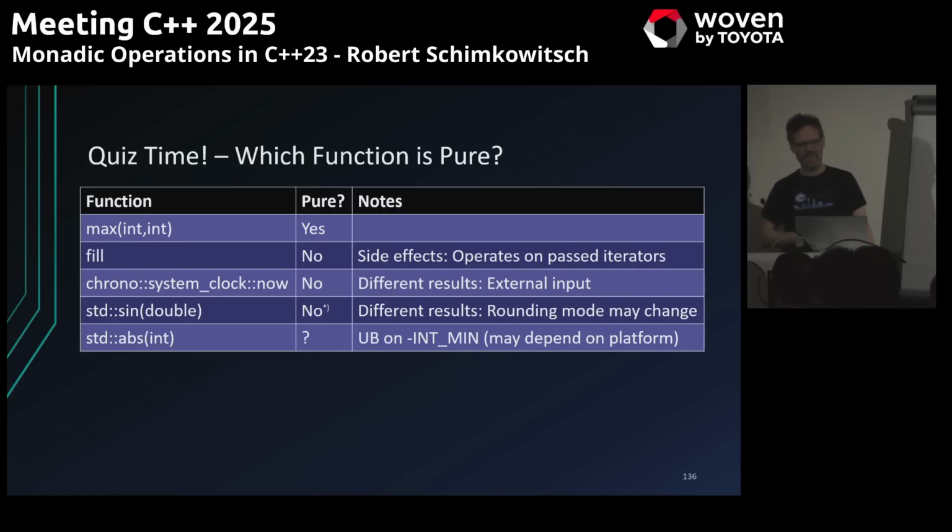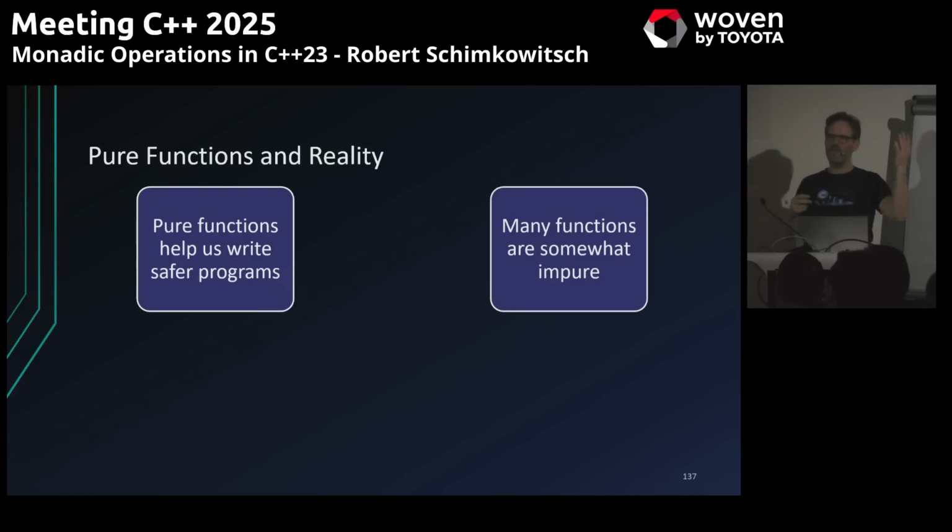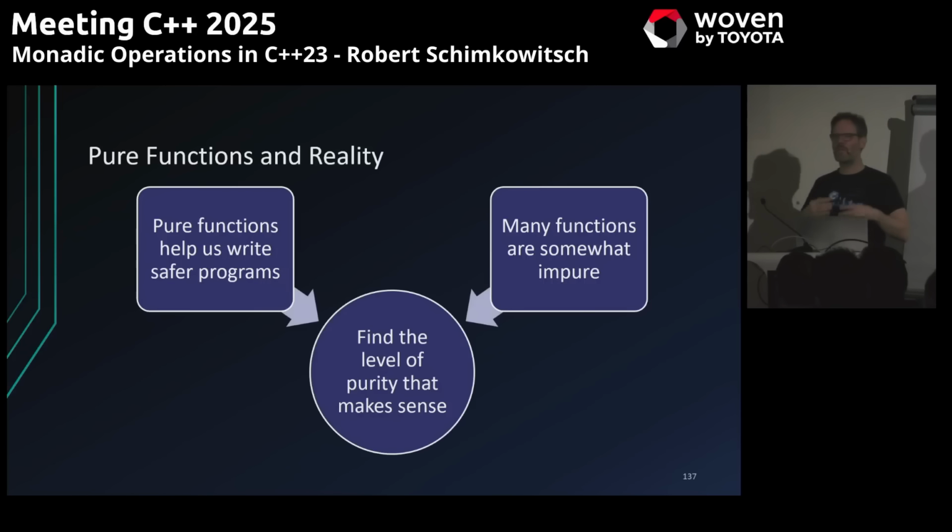I'm not sure. So what I wanted to point out with this quiz is that purity is not a black and white thing. There are some gray areas in between. And while pure functions help us write correct and safe code, it's often not reasonable to make a function completely pure. So I take a very pragmatic approach: make them as pure as is reasonable and necessary for your use case.